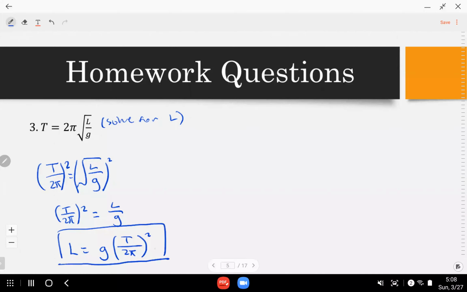And you do not need to simplify this. Do not multiply it out. It's already simplified. If you do, you get T squared over 4 pi squared, which is not ideal. So just keep the square there. You don't need to multiply it out. This is the most simplified form.